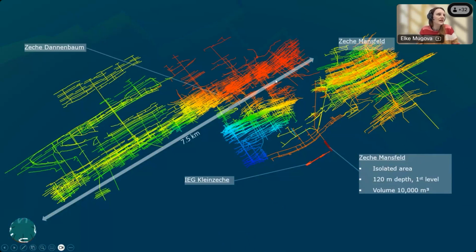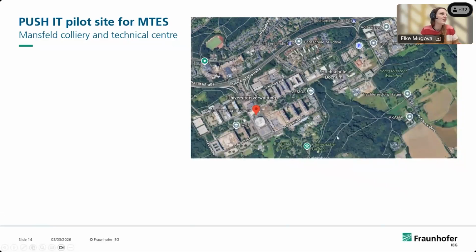And here, this is the entire Mansfeld colliery, but here we have a small isolated area that was never in operation, but it was used during World War II as an underground factory for steel ropes, and it's in 120 meters depth with an estimated volume of 10,000 cubic meters. So we have this first level here in 120 meters of depth. So just keep this in mind. It's a large mine, but here for the storage solution, we just have this small isolated area. You can see this here.